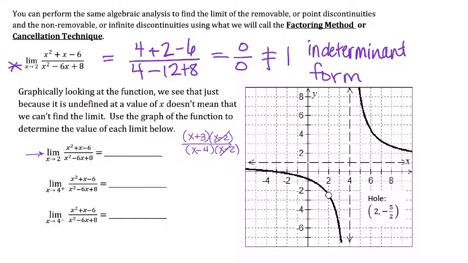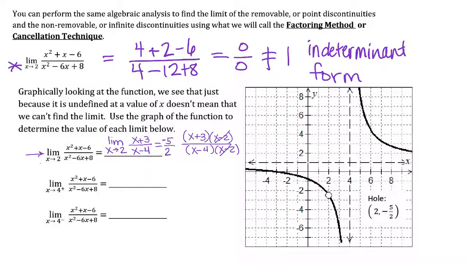So now I'm going to come back and rewrite this limit to be the limit as x approaches 2 of this reduced rational, x plus 3 over x minus 4. And now when I substitute in our 2, we're going to get 5 over negative 2. So once we do that, we find that this does have a limit.